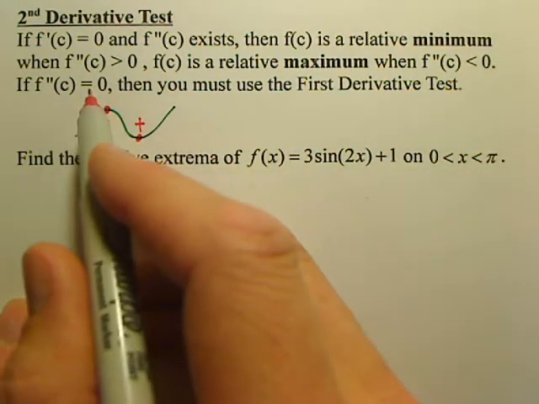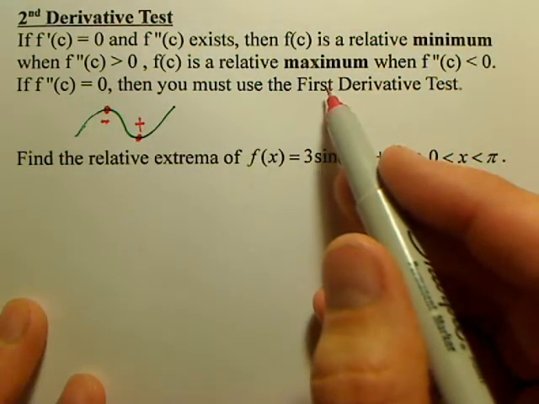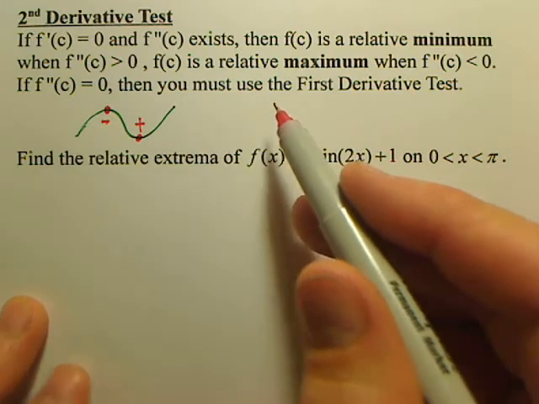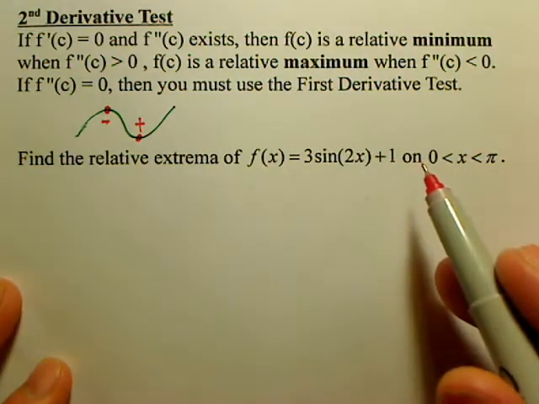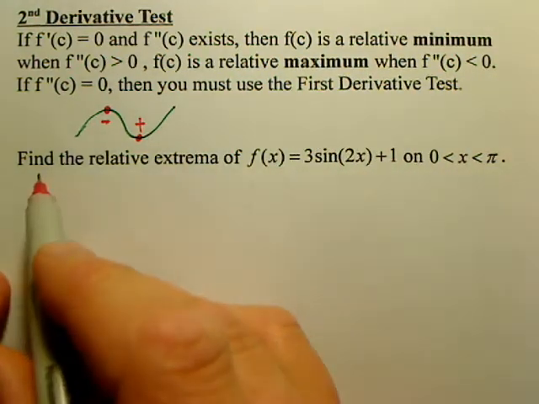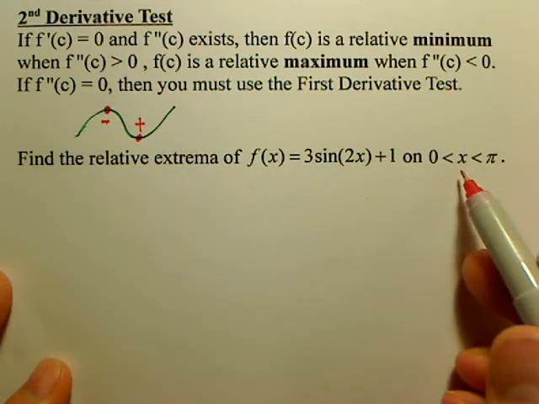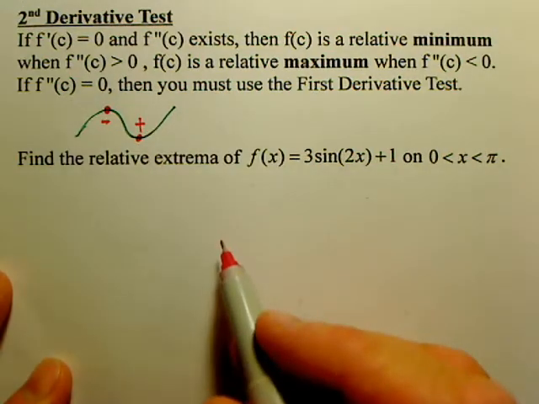If the second derivative goes 0, you have to go to the first derivative test. The second derivative test does not work. So keep that in mind. It doesn't always work, but it is kind of nice. The second derivative test has its perks at times, so it's worth knowing. So let's find the relative extremas of this trig function on this interval using the second derivative test.